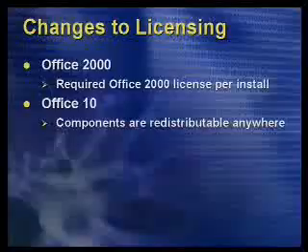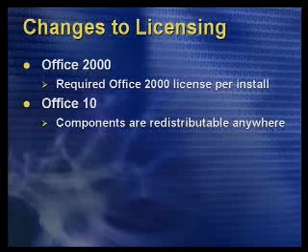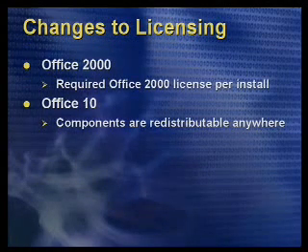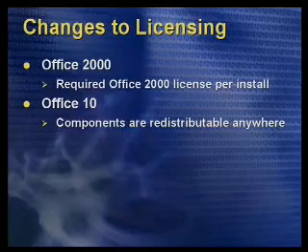So with Office 10, we've tried to address the licensing issues that, for example, were caused by the fact that it wasn't easy to detect whether someone had an Office 2000 license. So what we said with Office 10 is that the components are redistributable anywhere. This means that you can do everything in your power to install the Office 10 web components. You don't have to say, well, do they have an Office 2000 license? Because if not, I can't install it. You can install them anywhere.